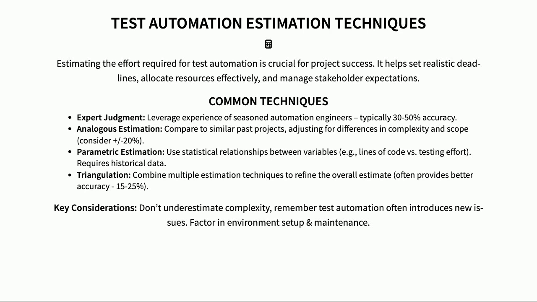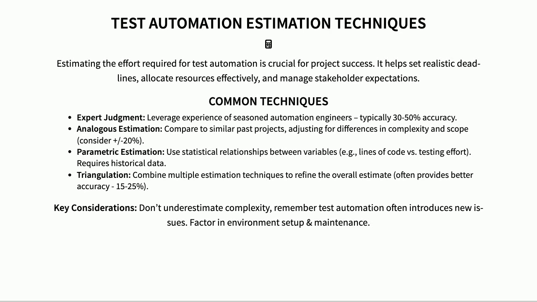Another approach is to look at similar past projects and use that as a guide. Just be sure to adjust for any differences in the complexity or scope. Then there's parametric estimation, which uses some statistical relationships to help us. Finally, often the best way is to combine several techniques like expert judgment with analogous estimation to get a more refined estimate. And remember, it's really important to account for things like setting up the test environment and maintaining those automated tests.